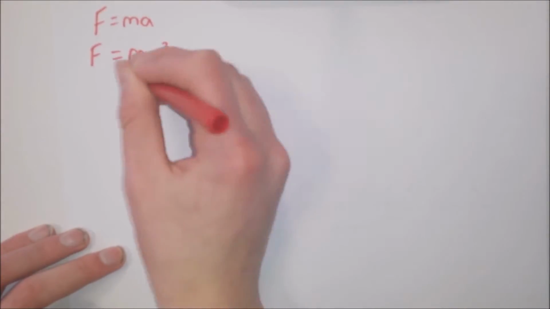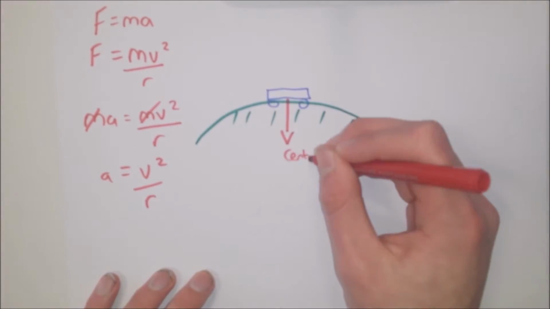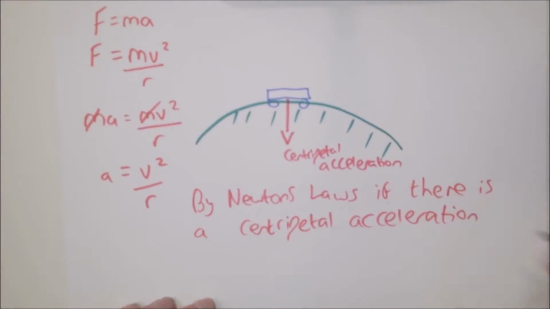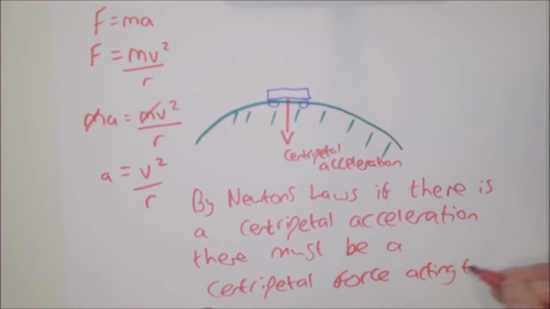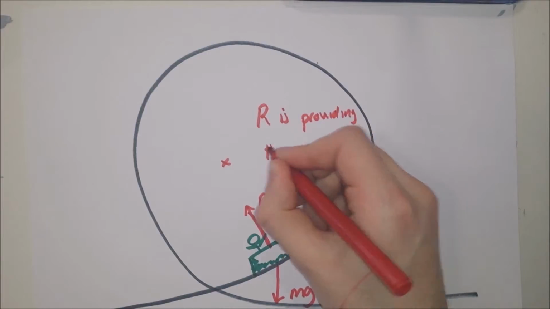In F equals ma, with F equals mv squared over r, we can derive the equation a equals v squared over r. This is what we call the centripetal acceleration. By Newton's law, if there is a centripetal acceleration, there must be a centripetal force also acting towards the centre of the circle. A centripetal force arises when there is a net force acting towards the centre of a circular path.